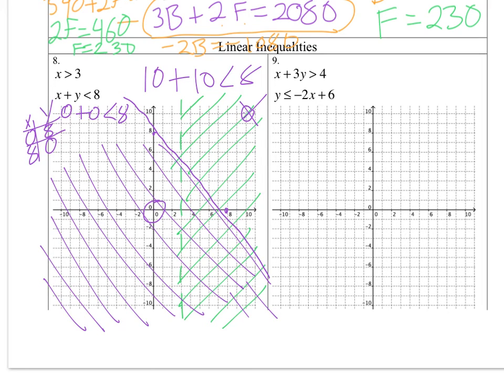A rule of thumb for this is that if we're going less than, with the y on the side, you're going to color the side that is on the bottom. Not a great rule to follow, but it's a good way to kind of check to see if your answers make sense.